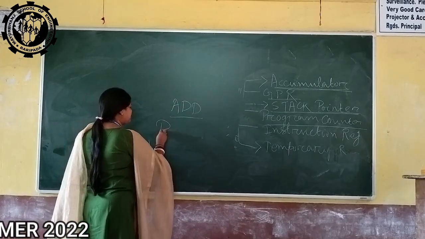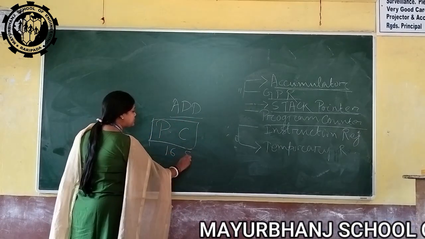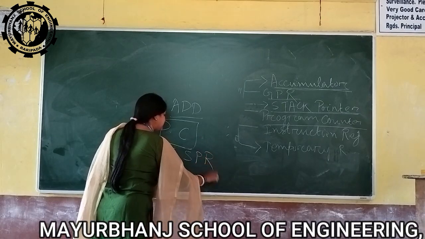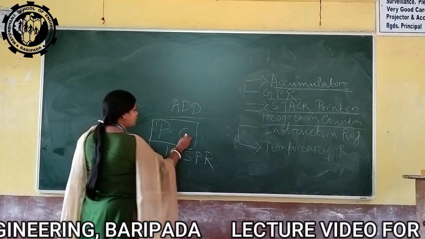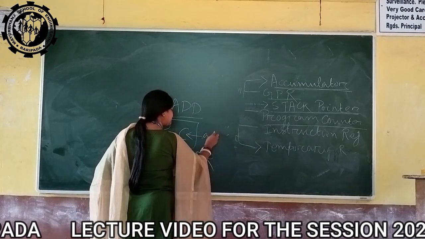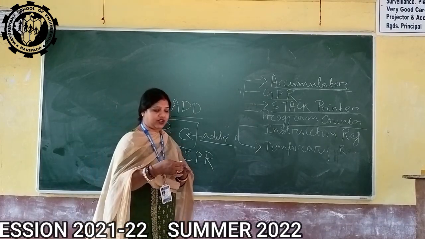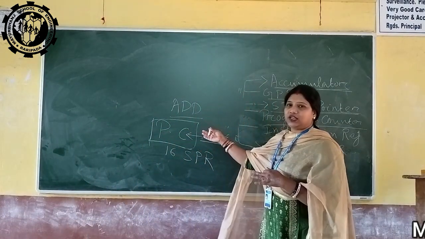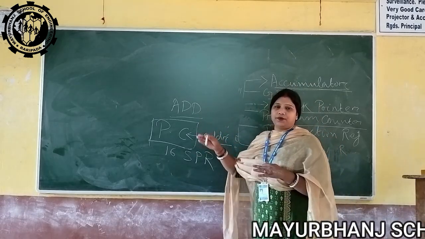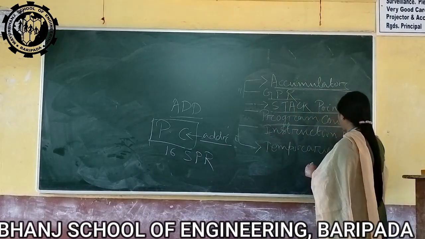So program counter means what? It is a 16-bit special purpose register, otherwise known as SPR, which stores the address of the instruction which is going to be executed. That address automatically comes to the PC. That is all about the program counter.